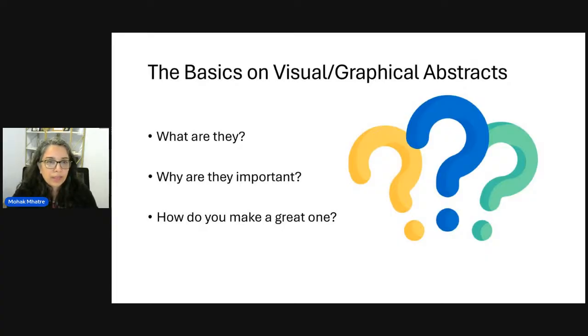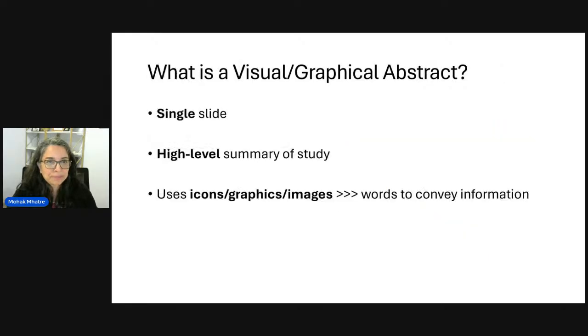Primarily, what are they, why are they important, and the key points of how you make a great one. The most important thing is that a visual abstract has to be brief. It's a single slide, high-level summary of your study. And importantly, you want to use as many icons, graphics, and images, much more than words, to convey information.